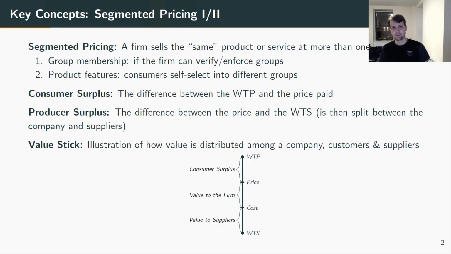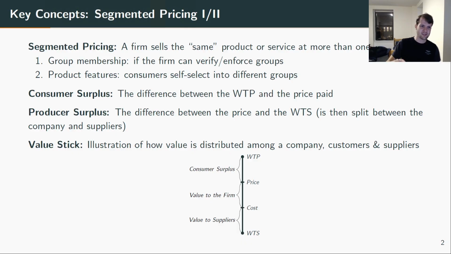Similarly, there's something called producer surplus. Every producer has a willingness to sell. We're going to talk about this in a couple of weeks' time. Producer surplus is just the difference between the price and the willingness to sell. Basically, willingness to sell is the minimum amount you have to make. If you make more than that, you're happy. If you make less, you're not going to sell.